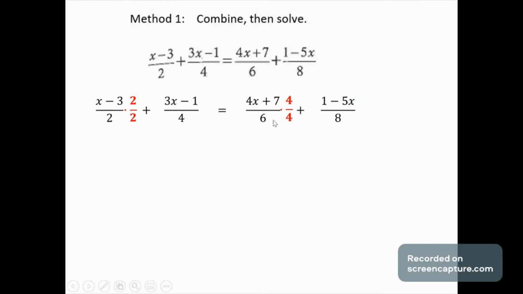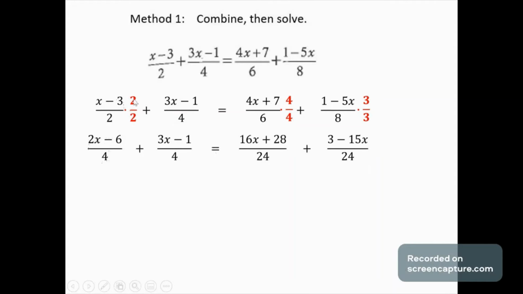That'll make this 24. And this one, to make 8 turn into 24 here, multiply by 3 over 3. So I will get a common denominator. So let's do that. Over here, multiplying this through, 2x minus 6, and there's our denominator of 4. This one was not multiplied, so we leave it here. Here, multiplied by 4 on top, 4x times 4, 16x, 4 times 7, 28. On the bottom, 24. And over here, multiply everything by 3, and we get to here.